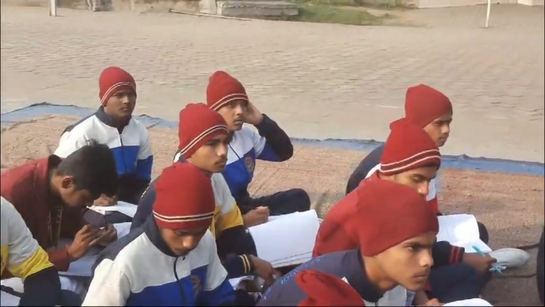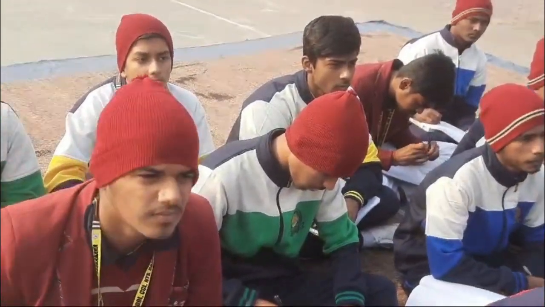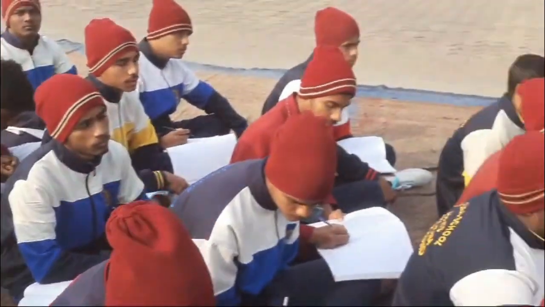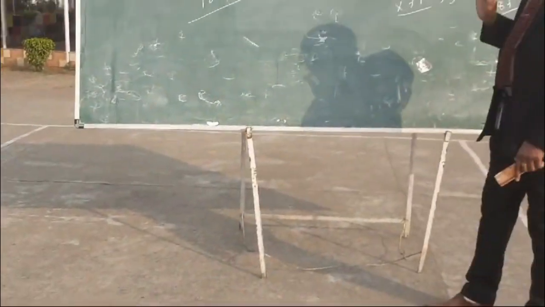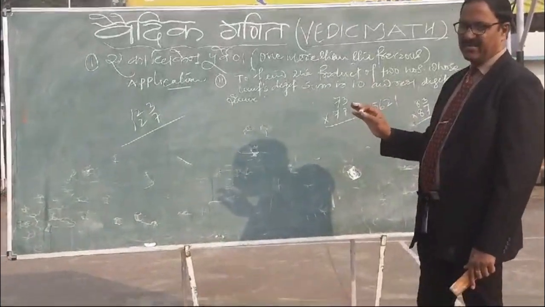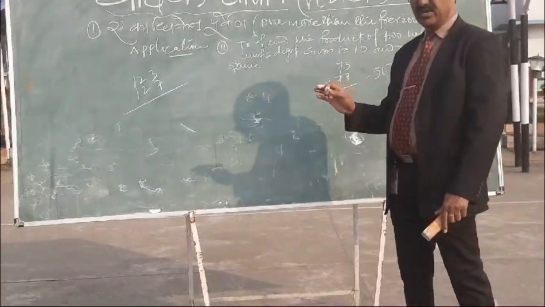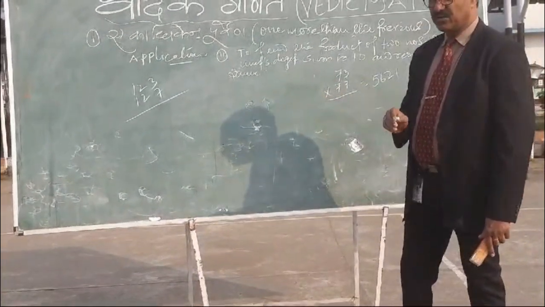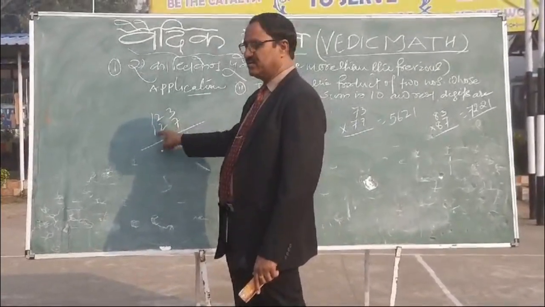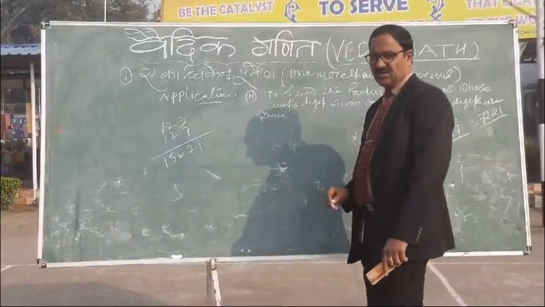Take another example. Suppose you are to find 123 times 127. Yes or no? This is a 3-digit multiplication. It will take time by general calculation. But in an easy way, what is the product? 12 multiplied by 13. What will it be? 156. So simple. Yes or no? Yes, sir.